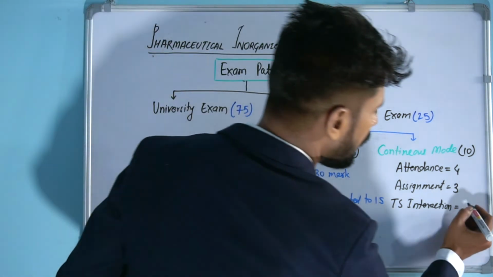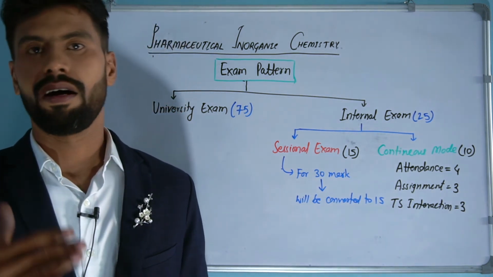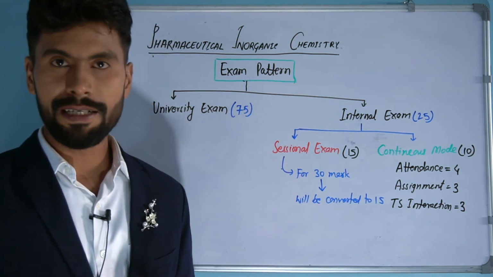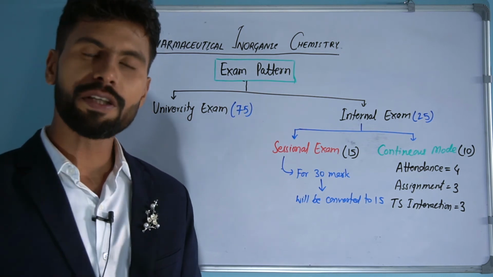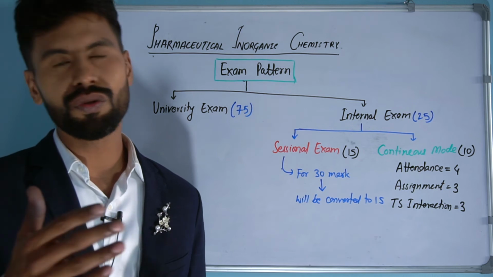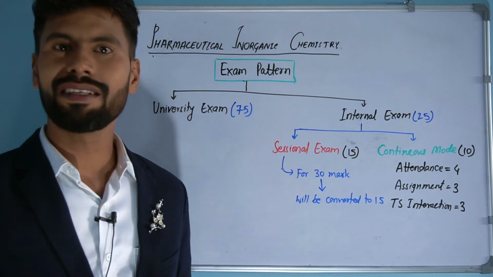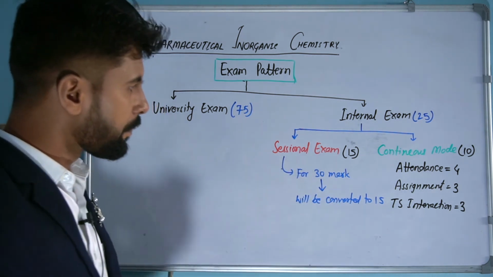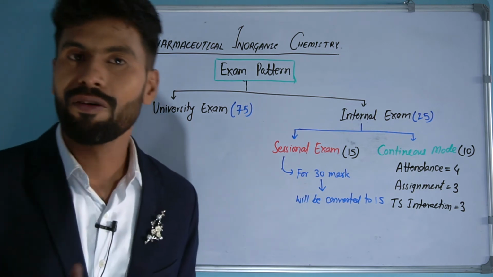Here I want to add one more point: in attendance, if your attendance is between 95 and 100, then you will get 4 marks. If your attendance is between 90 and 95, you will get 3 marks. If it is between 85 and 90, you will get 2 marks. If it is around 85, you will get 1 mark. If it is less than that, you will get 0 marks. It means you will not be eligible for the semester exam. Okay. So this is all about the mark criteria, all about your exam pattern. I hope you have understood.